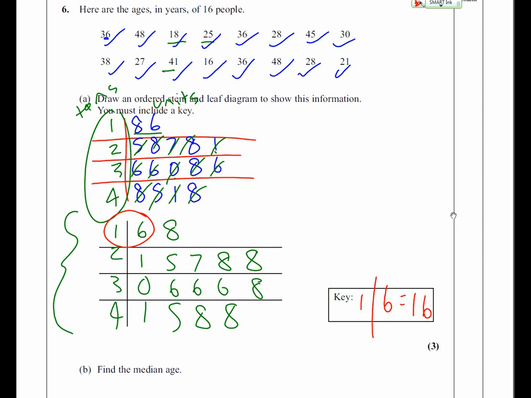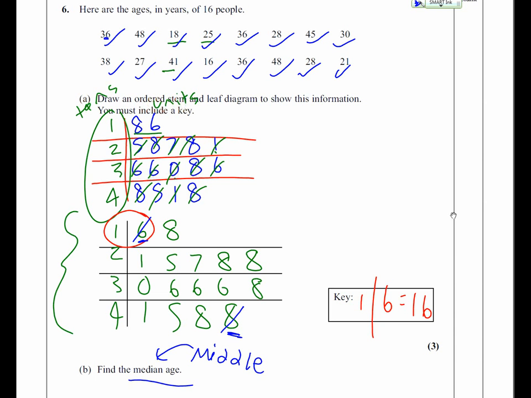Right, part B, find the median age. Median is to do with the middle. Now the nice thing about an ordered stem and leaf diagram is it's in order. Here's your biggest number, 48, and here's your smallest, 16. So let's start counting from the smallest and biggest.